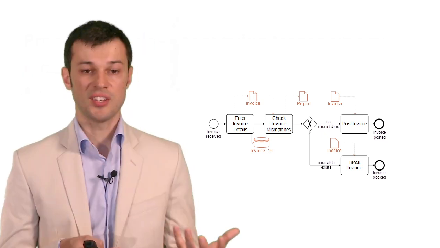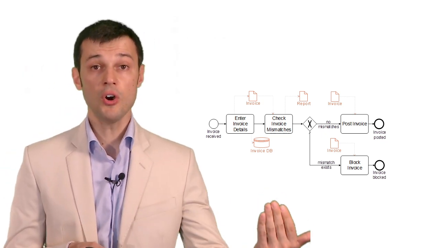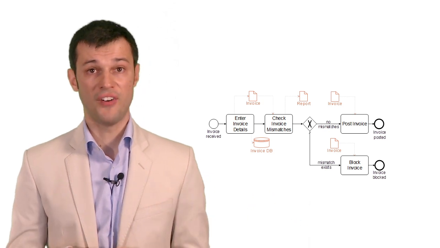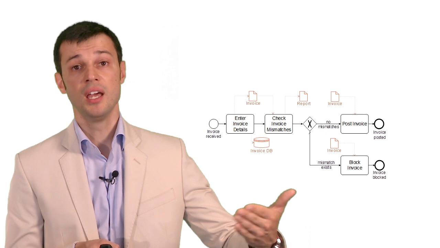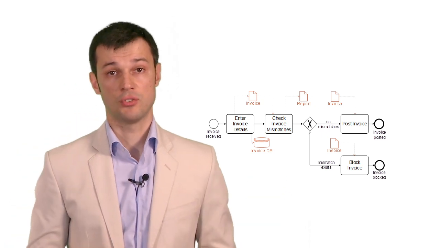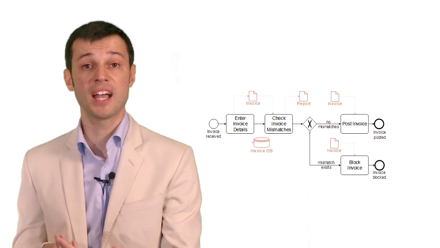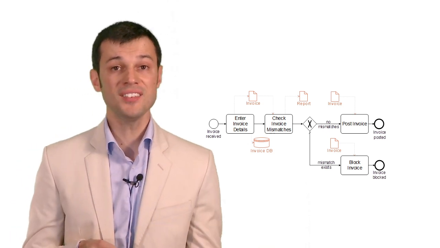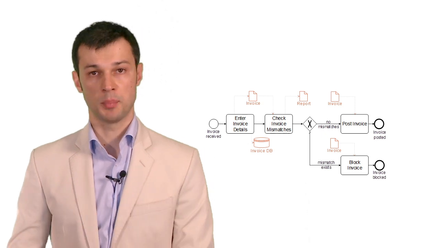So for example, as a result of entering the invoice details, this activity will produce an invoice, like an electronic file, which is then used as input to the subsequent activity, check invoice for mismatches. And we may even use data stores, like a database, to retrieve customer information, or like in this case, to store the invoice. So this is the data or object perspective.